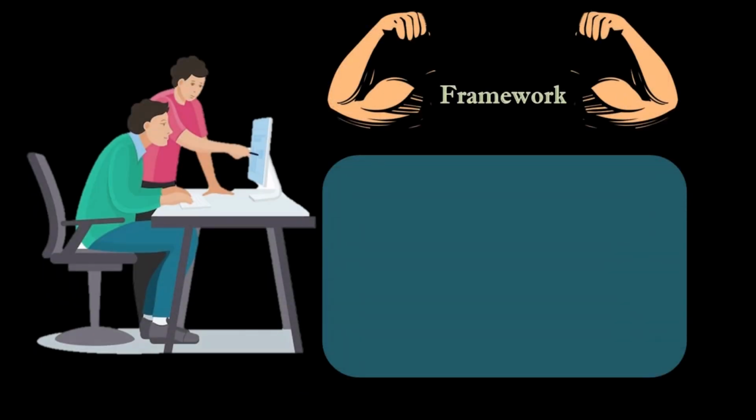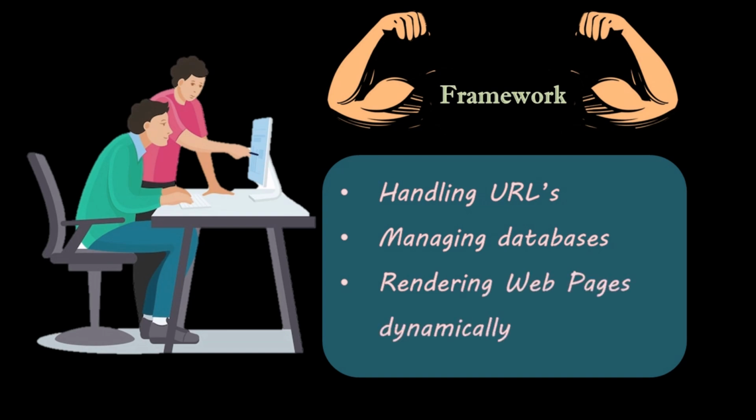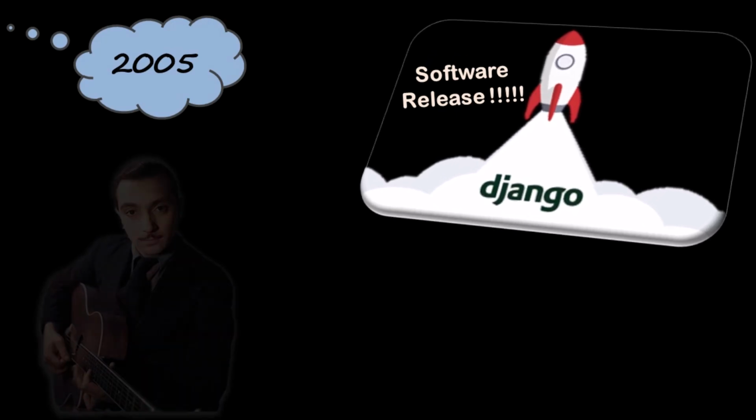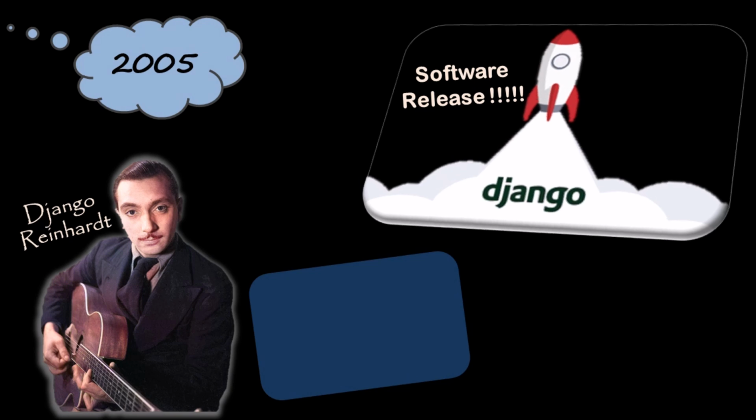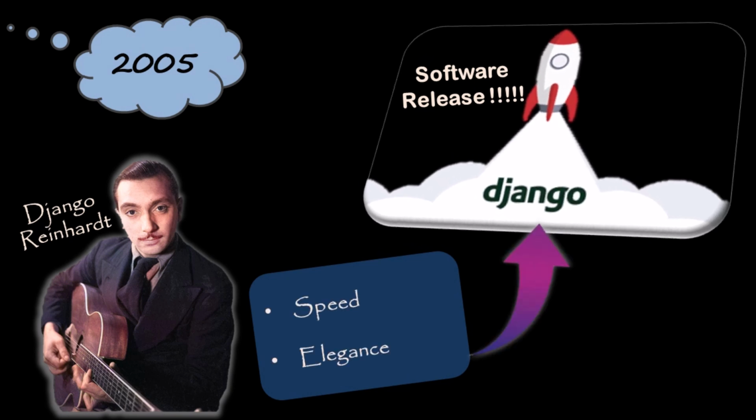They built a powerful framework that automated many tedious tasks like handling URLs, managing databases, and rendering web pages dynamically. This creation was so efficient that they decided to release it as an open source project, allowing developers around the world to use and improve it. In 2005, they officially released it to the public and named it Django, inspired by the famous jazz guitarist Django Reinhardt, known for his speed and elegance, just like the framework itself.